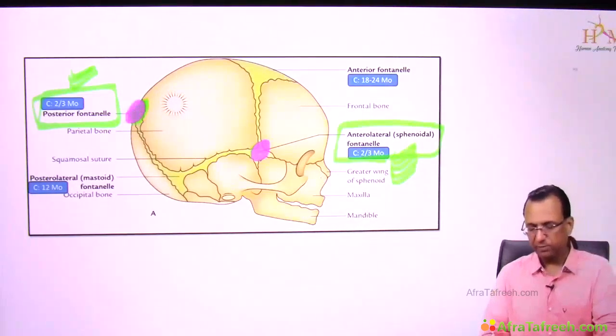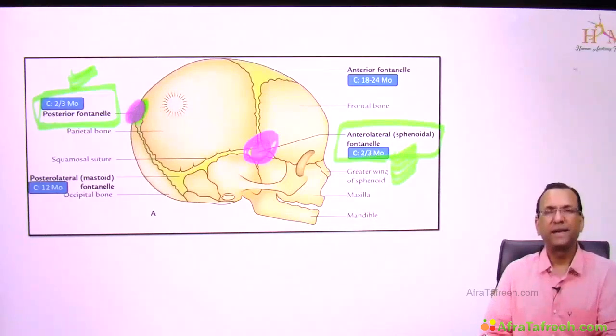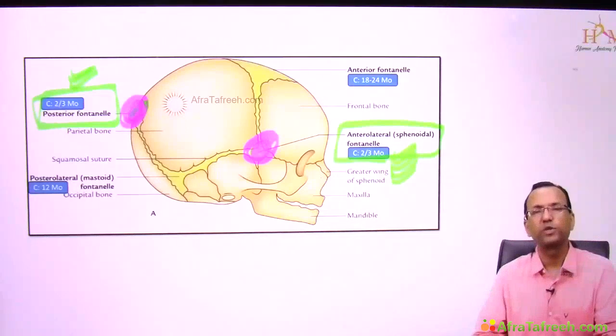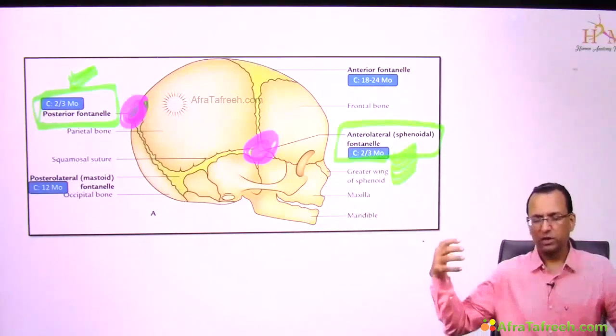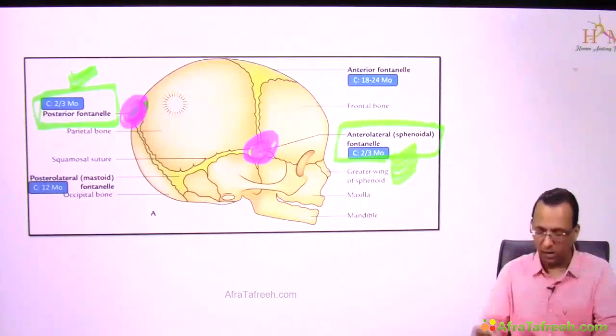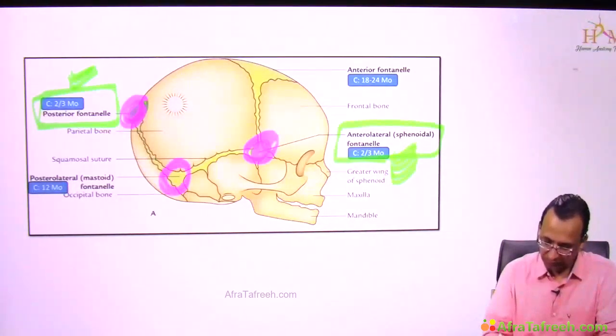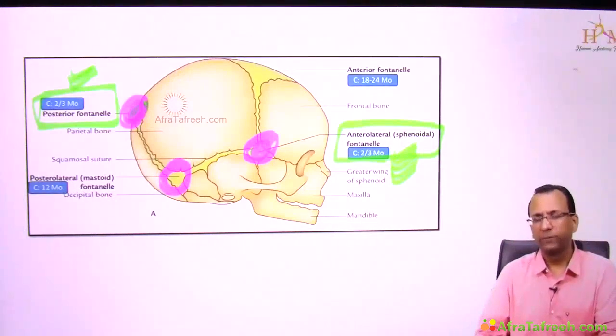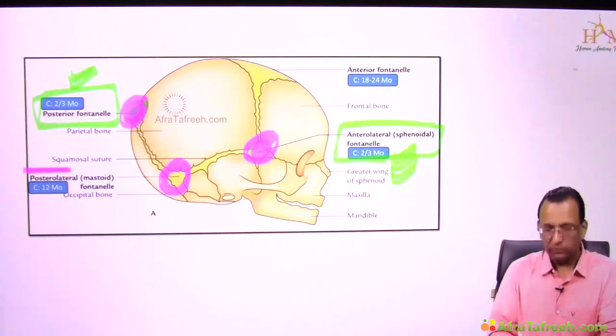So you are telling that it may be the sphenoidal anterolateral fontanelle? Yes. Or it may be the posterior fontanelle, 2 to 3 months post birth? Yes. Which is the next one to fuse? When space will go off and some suture will form? Which is the next one? The mastoid fontanelle. What is that? Posterolateral. When? 1 year. If that is 1 year, fine.